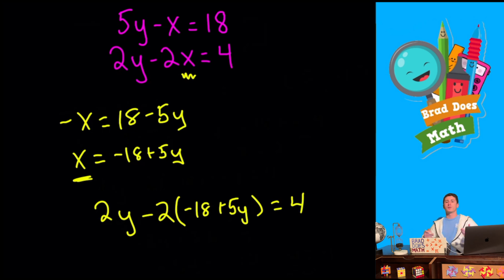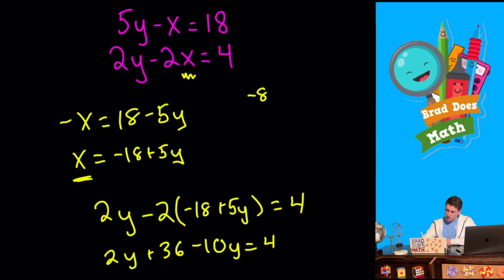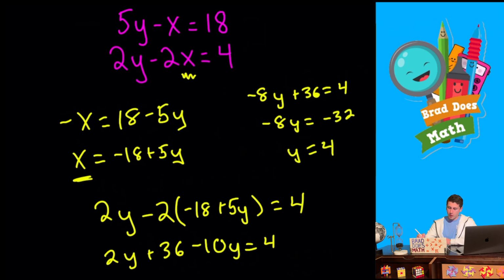Distribute, combine like terms, and simplify. So 2y plus 36 minus 10y after you distribute equals 4. And I will continue up here and get negative 8y plus 36 equals 4. Subtract 36 from both sides and you get negative 32, and y is just 4. So in your solution, which is always a point in ordered pair, the y coordinate is 4.